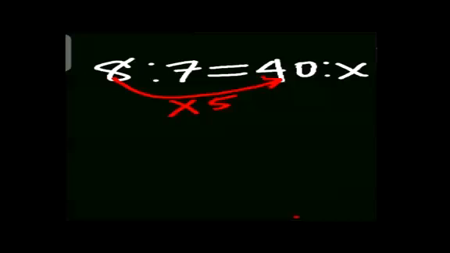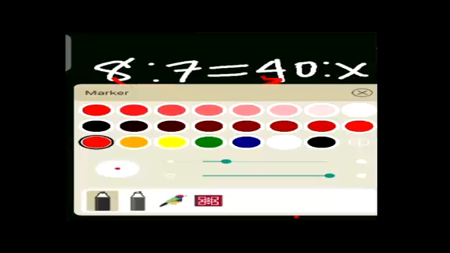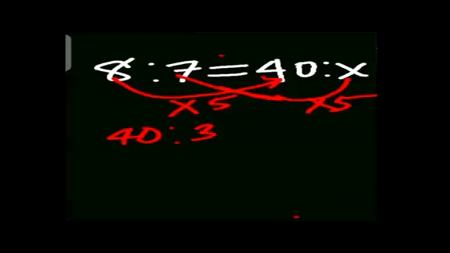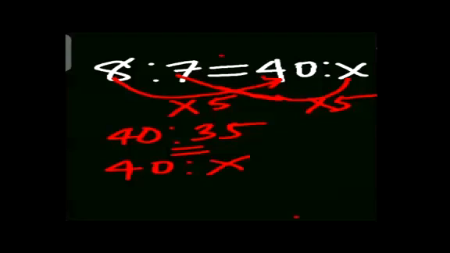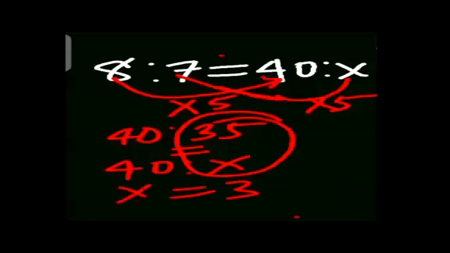Then, if to make 8 to be 40 we multiplied by 5, that means to make 7 to be x, we also multiply it by 5. So thereafter, we then have 8 to 7 will be equal to 40 to x, which is 40 to 35. Thereafter, our x is 35. That's another method by which we can solve the question.